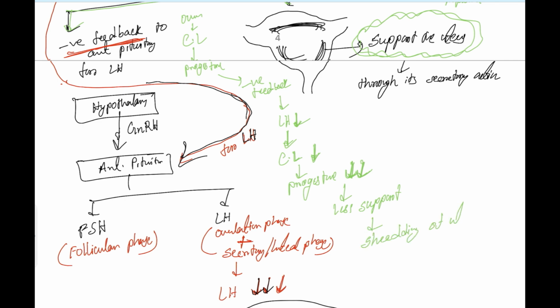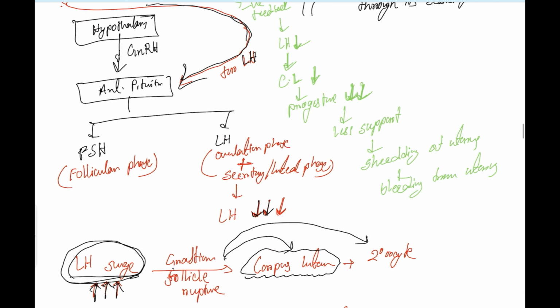If there is shedding of the uterus, there will be bleeding from the uterus. If there is bleeding from the uterus, the next cycle will start. See how amazing it is that the next cycle starts. How amazing is this female reproductive physiology.